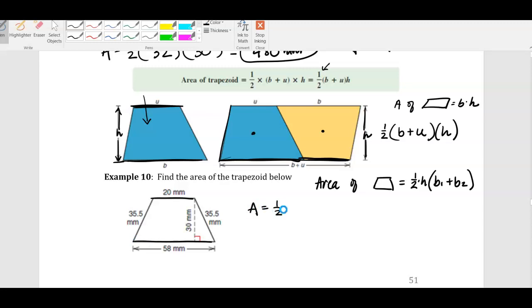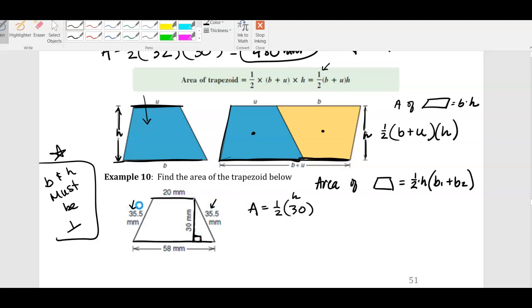So I'm going to write down 1/2 times the height. Now in this case, we're looking for the height and the base must be perpendicular. So base and height must be perpendicular. That's important. So I look for this right angle, okay, and so the height is 30. Notice it's not the length of the side, it's the height of the figure, 30, that forms the right angle with the base. One of the bases is 58, plus the other is 20. So we've got base 1 and base 2. So we don't actually even need these sides of 35.5.